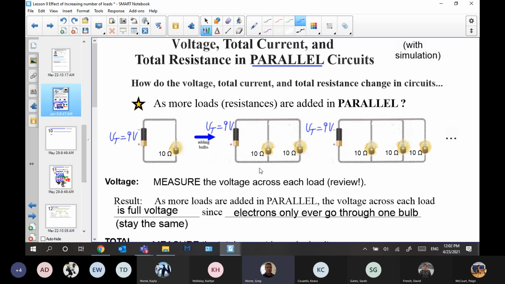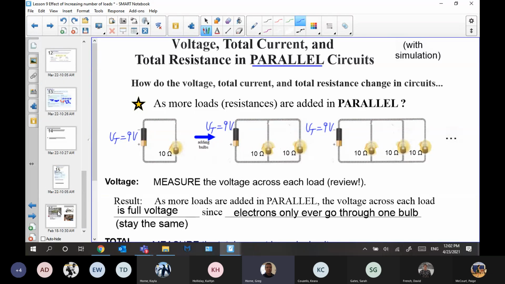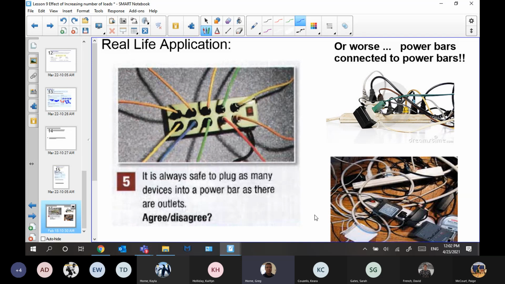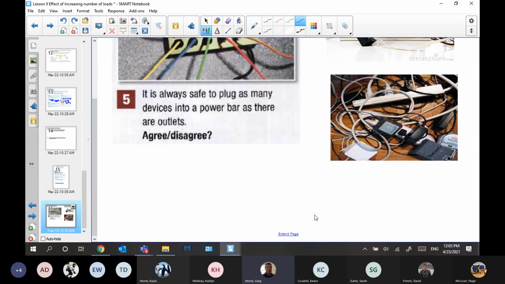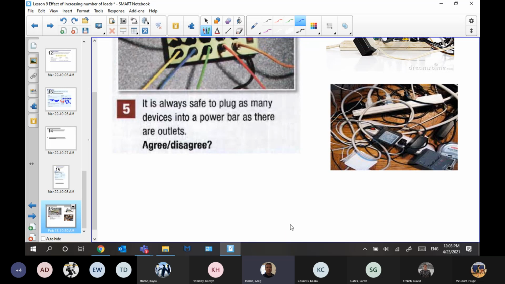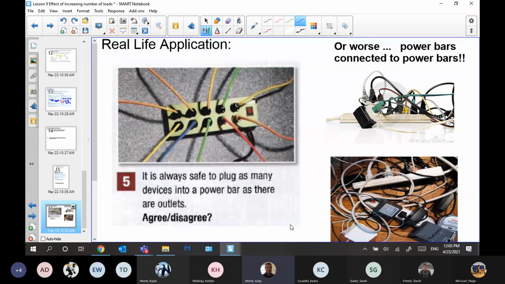So I'm hoping you're with me in seeing the equivalence between this and adding more and more parallel branches to this real life concern. You probably don't want to burn down your house or melt the power bar and burn your flooring, or cause possible damage and risk. It's actually the same physics going on.